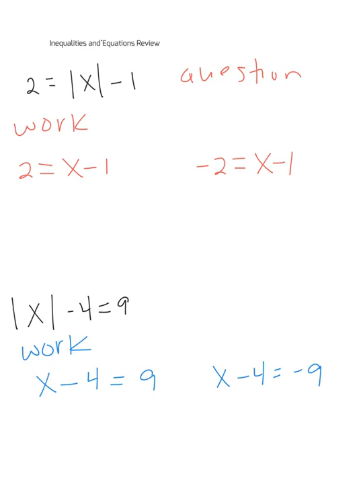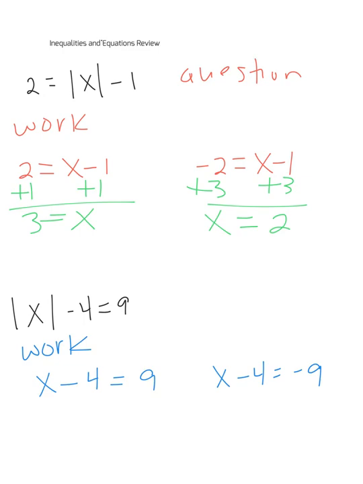This is going to help with our test review on absolute value, inequalities, and equations. So up here we have 2 equals the absolute value of x minus 1. This is the question. The work that we showed down below when we break it into 2 equations is when we get rid of the absolute value bars. So we have 2 equals x minus 1 and negative 2 equals x minus 1. And now you're going to solve it. And you have 3 equals x and x equals 2.